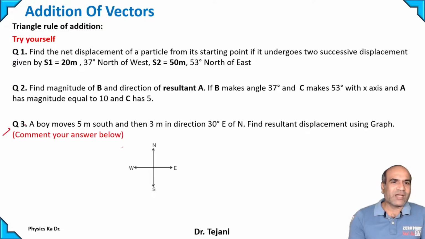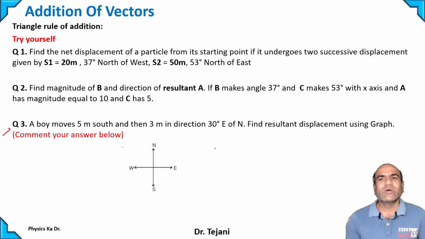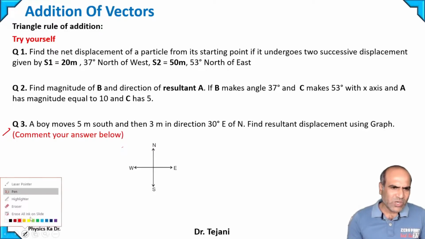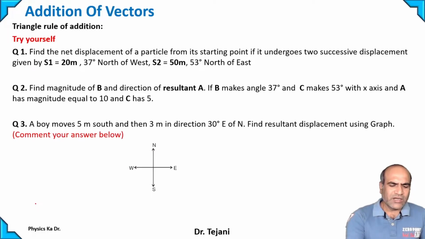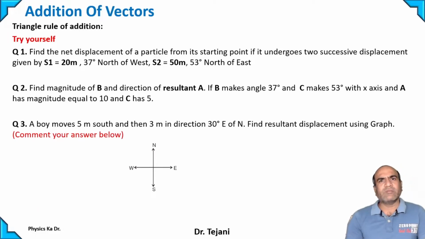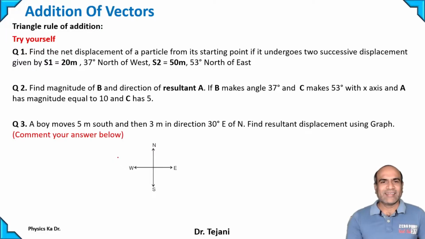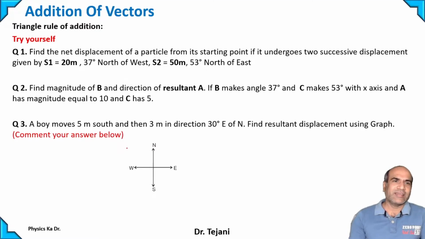Question number 3. A boy moves 5 meters south, then 3 meters in the direction of 30 degrees north. Find the resultant displacement using a graph. So you solve these 3 examples. Remember, if you solve an unsolved example, it boosts confidence, and the correct answer brings happiness. So text me the correct answer. By just watching this video or someone else's video, it never works. You have to try, you have to do it by yourself, then only it is possible.